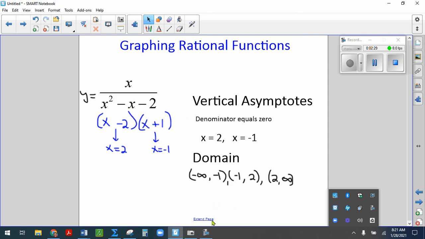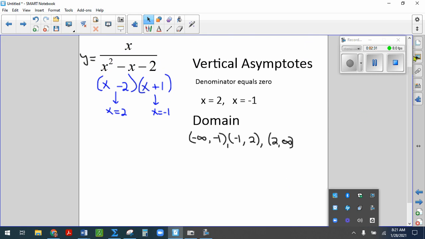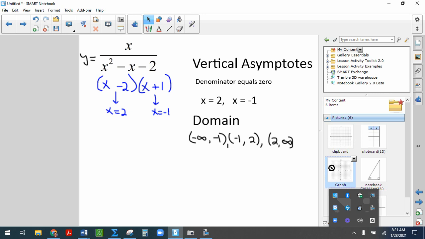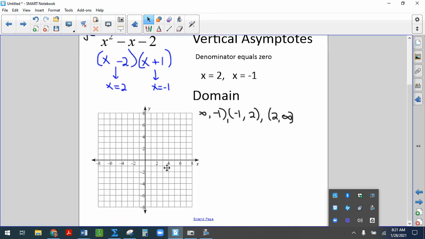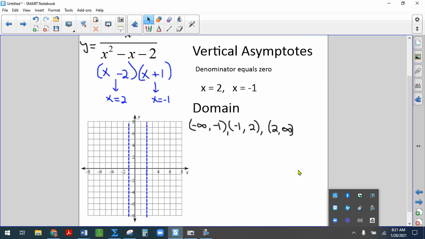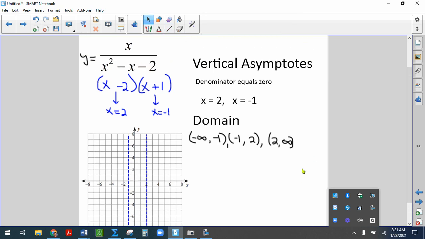And then if I want to graph, like what does that look like? Give myself a graph here. I would graph some vertical dashed lines through negative 1 and through positive 2. And that would be the start of my graph. If I have a factor on top and bottom that cancels, that would be considered a hole. And we'll take a look at that first in a second as well.